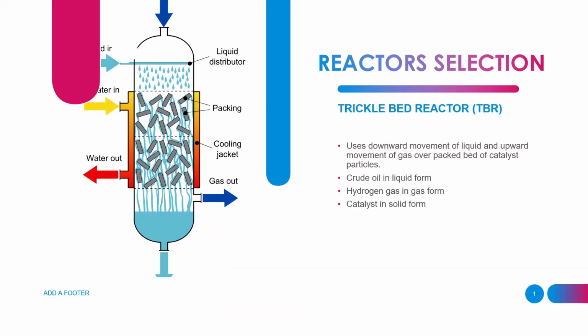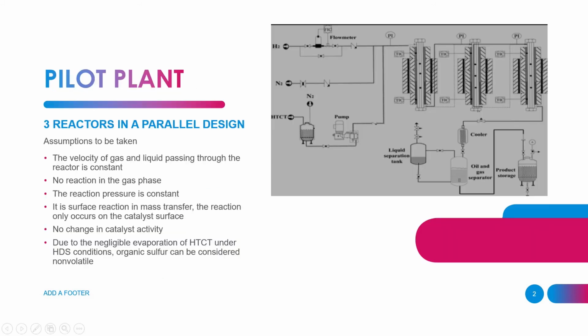Now we move to reactor selection and design. For hydrodesulfurization of crude oil fraction, we choose to use a trickle bed reactor, or simply called TBR. TBR uses the natural downward movement of liquid and upward movement of gas over a solid catalyst as a working mechanism. For this reaction, we have the crude oil in liquid form, hydrogen in gas form, and catalyst in solid form. The trickle bed reactor will sprinkle the liquid to increase the efficiency of the reaction by boosting the surface area of the reactant. This is the diagram for a pilot plant of hydrodesulfurization of crude oil fraction. Simply focus on the reactors, and we will see that it uses 3 reactors in a parallel arrangement.